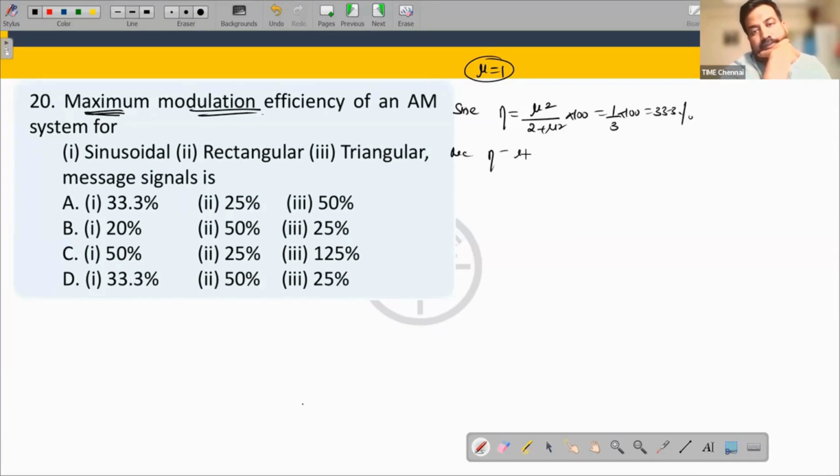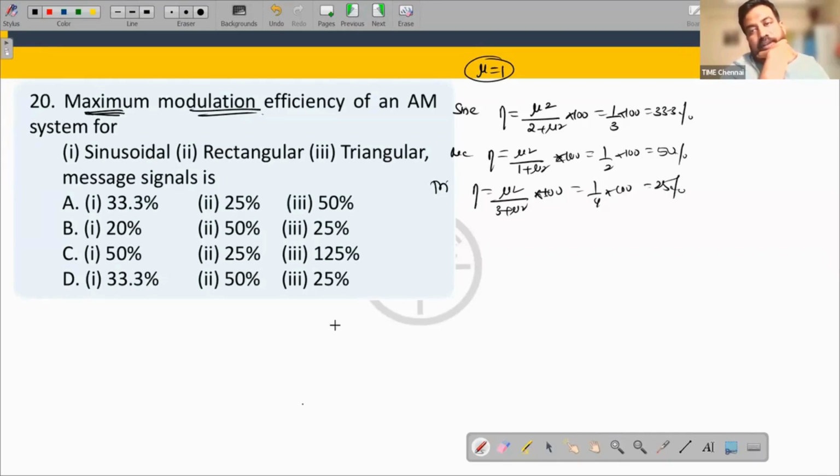Rectangular input eta is mu square by 1 plus mu square into 100. 1 by 2 into 100. 50%. Triangular input eta is mu square by 3 plus mu square into 100. That's 1 by 4 into 100. That's 25%. 33.3, 50, and 25.